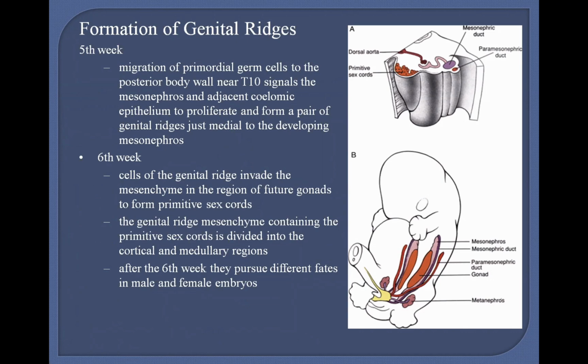In the 6th week, the cells of the genital ridge will invade the mesenchyme in the region of future gonads, and eventually form primitive sex cords. The genital ridge mesenchyme containing the primitive sex cords is divided into cortical and medullary regions, and after the 6th week, they will pursue different fates in male and female embryos. So the site of primordial germ cell origin will be in the 3-week-old embryo.